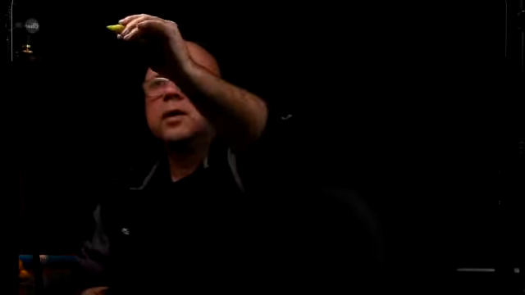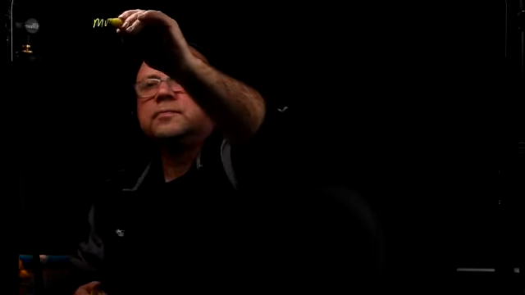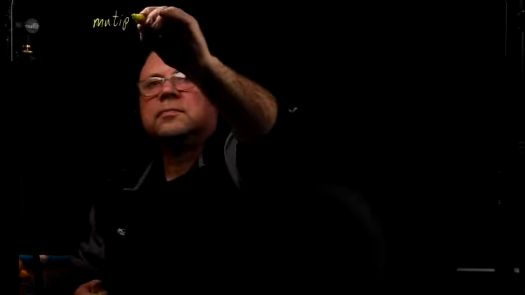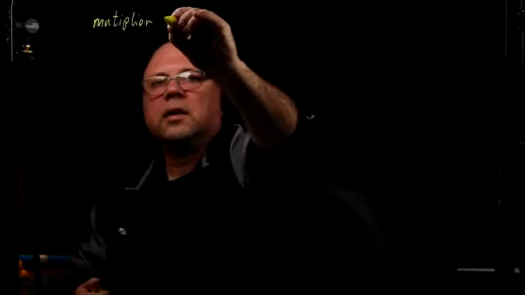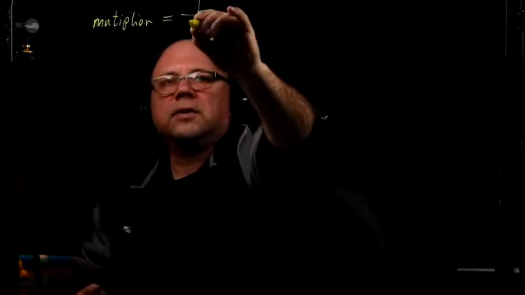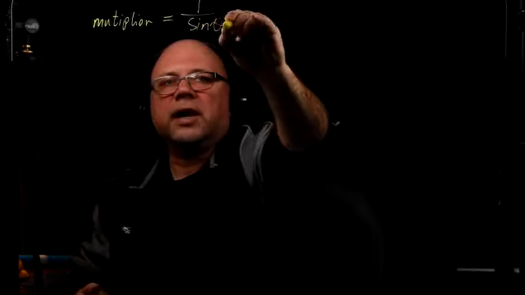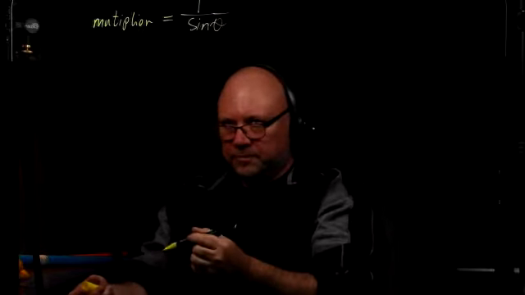So we just found out the multiplier. The multiplier is 1 over sine of the angle that we have. All right, and what do we use that for? We use that to multiply the height of the offset based on the angle. All right.